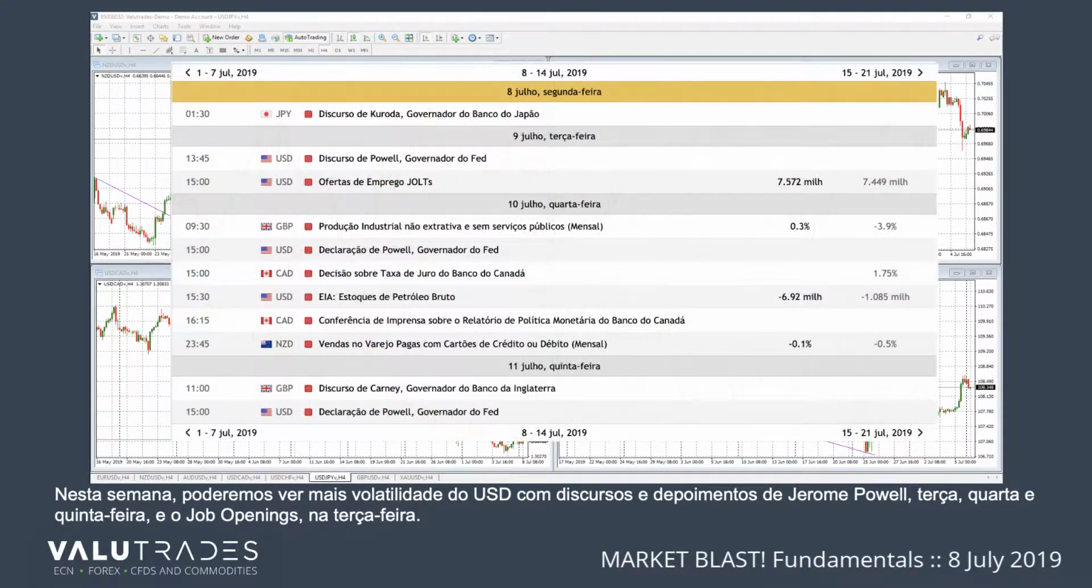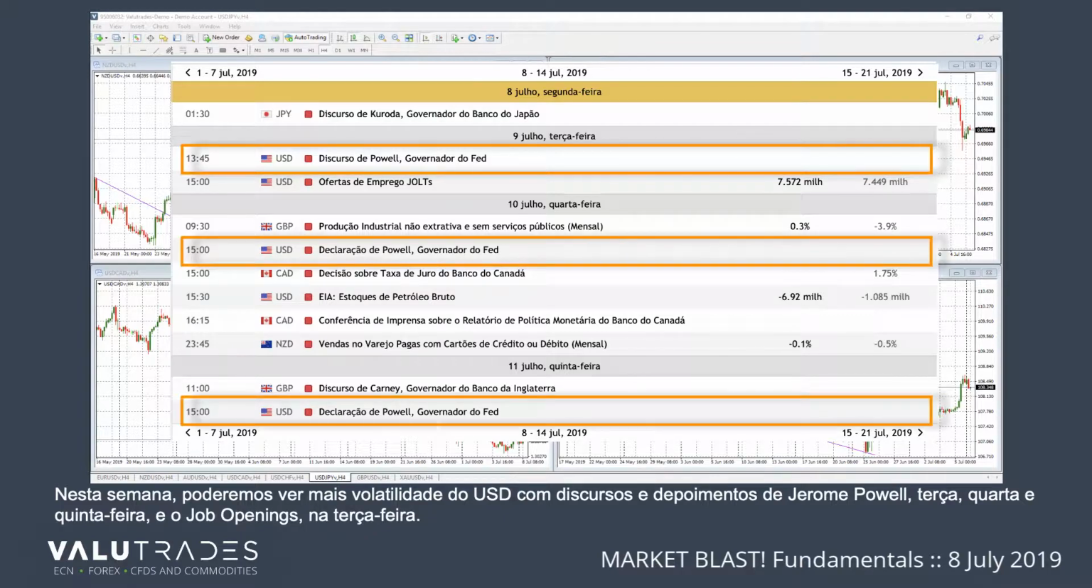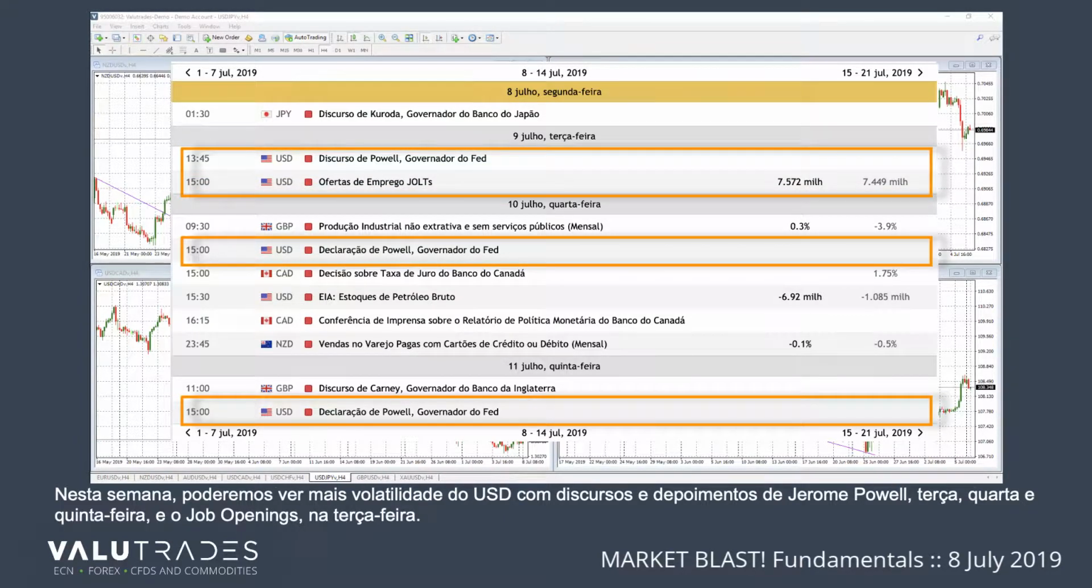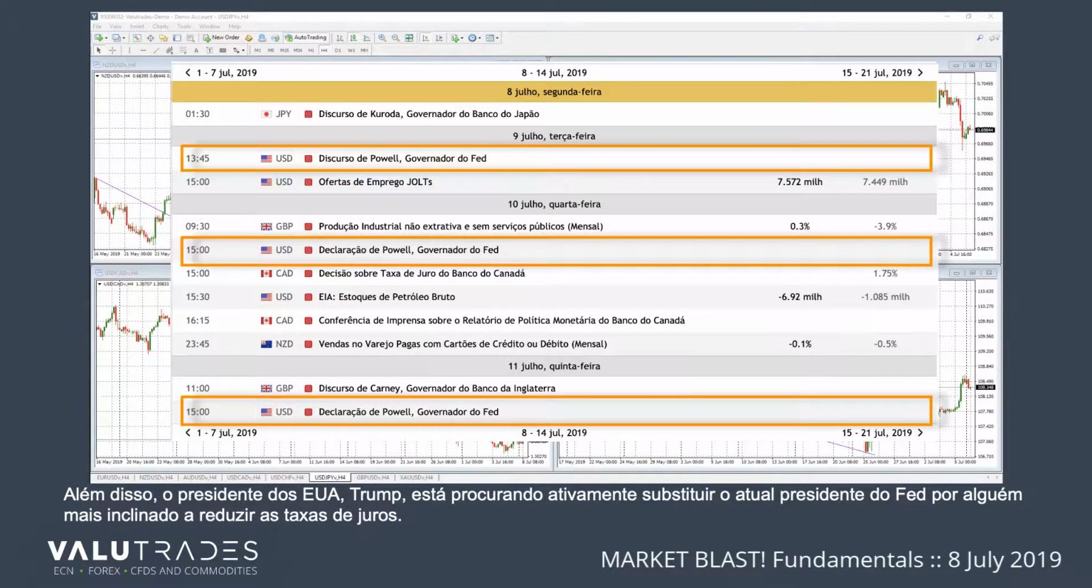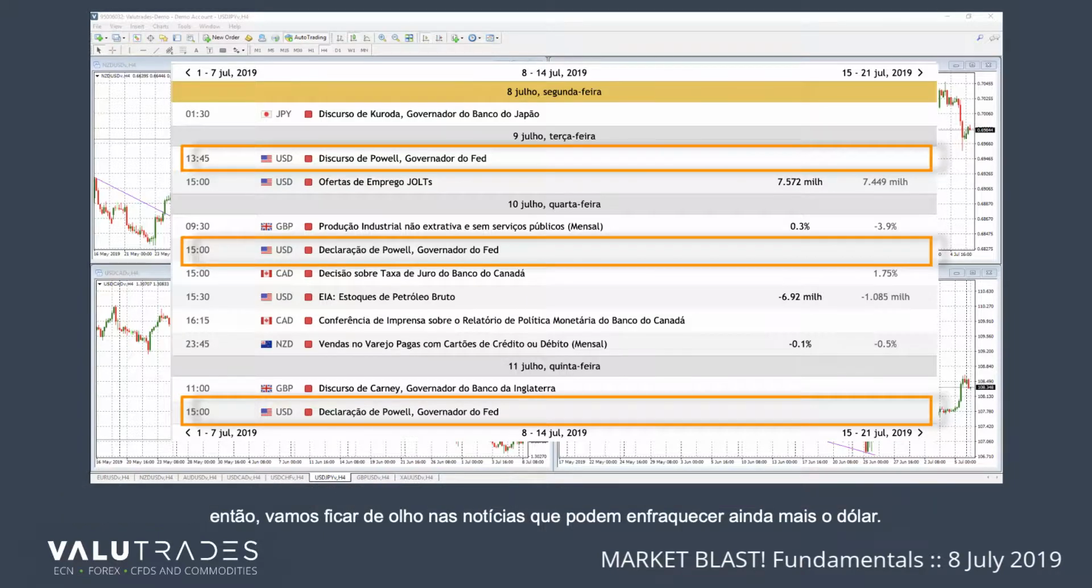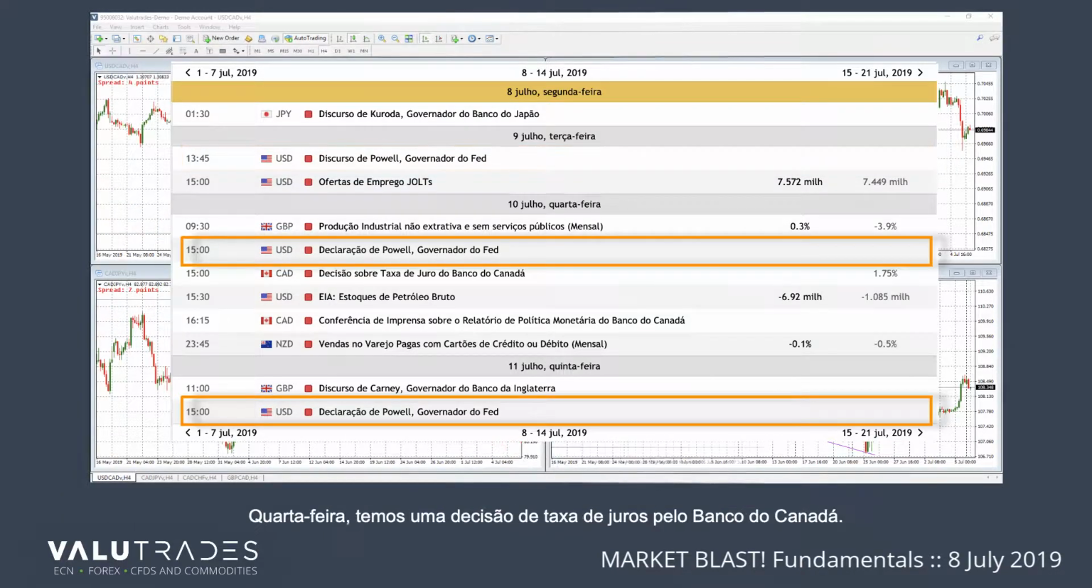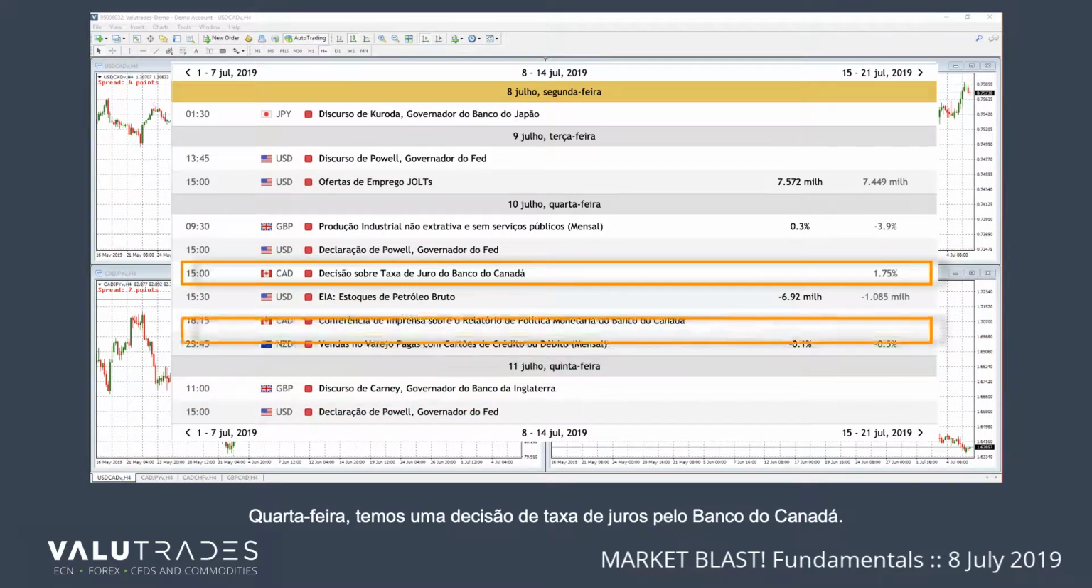This week, we may see more U.S. dollar volatility with speeches and testimony by Jerome Powell Tuesday, Wednesday, and Thursday, and monthly job openings Tuesday. Also, U.S. President Trump is actively looking to replace the current Fed chairman with someone more inclined to lower interest rates, so let's watch out for news that may further weaken the U.S. dollar. Wednesday, we have an interest rate decision by the Bank of Canada.